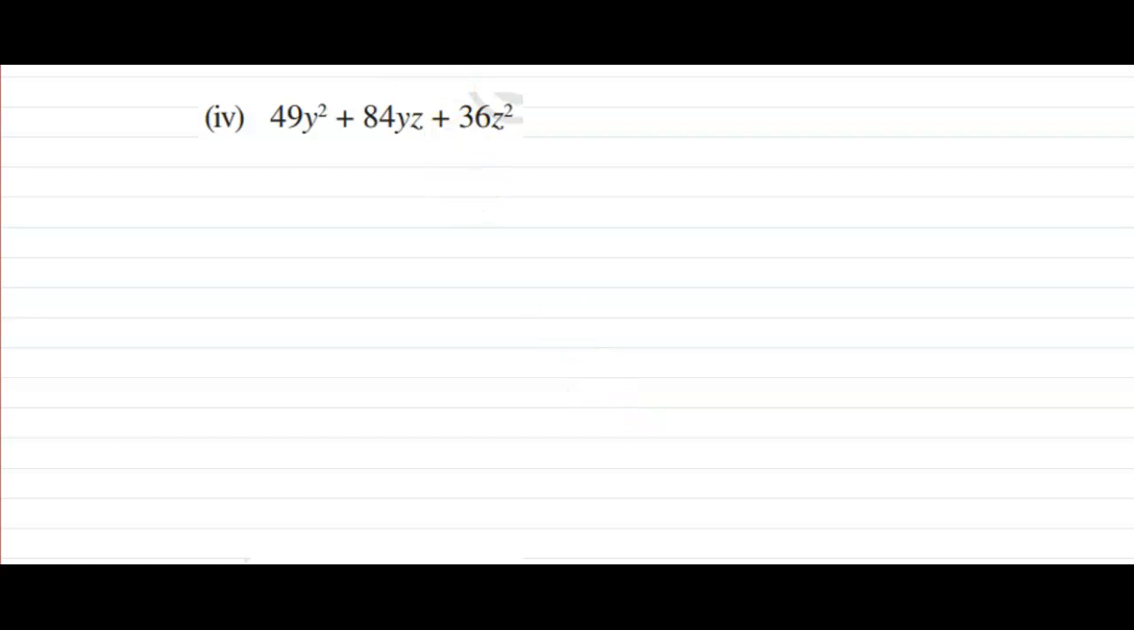Again, let's look at the first term. 49 is a perfect square and the last term 36z square is also a perfect square, so we can write them as (7y) whole square and (6z) whole square.